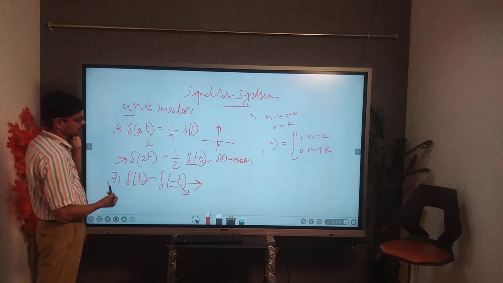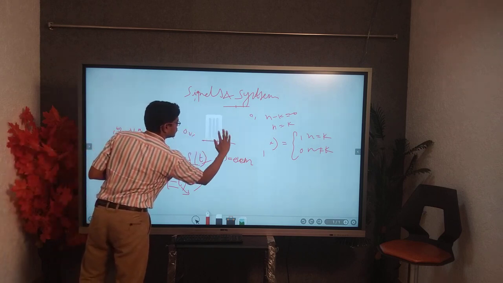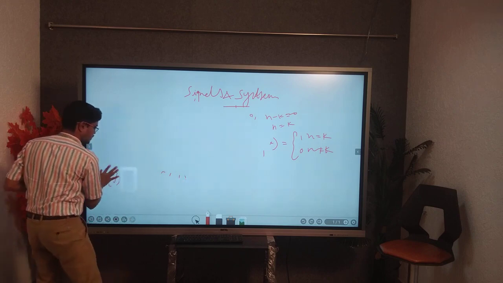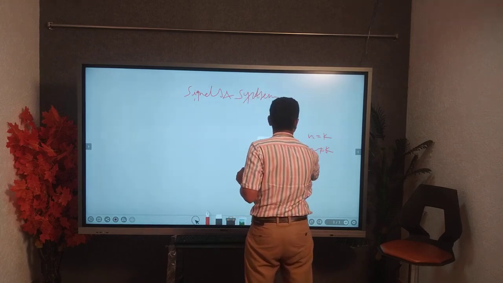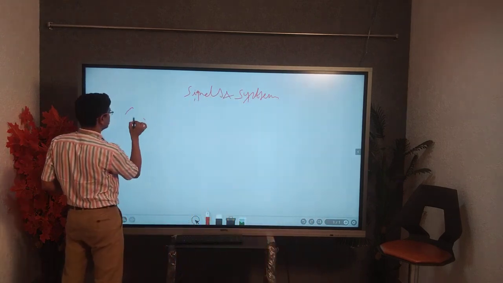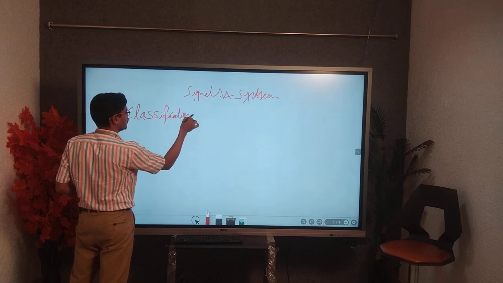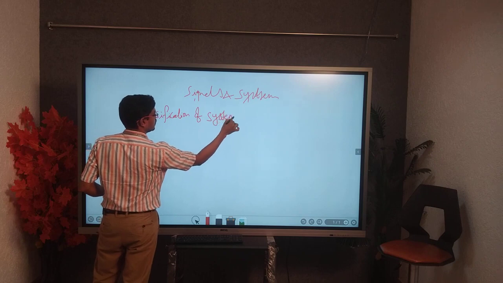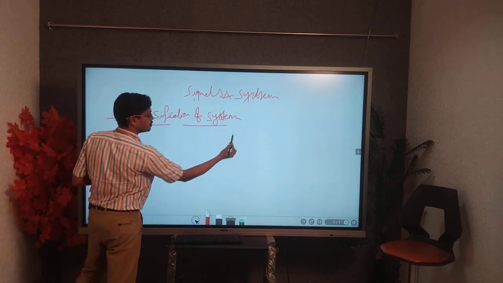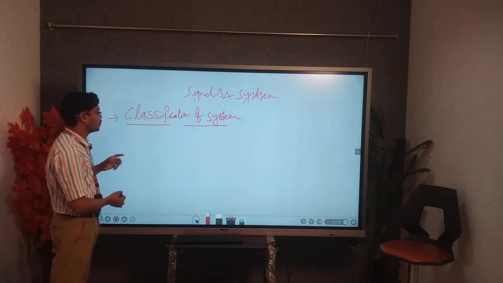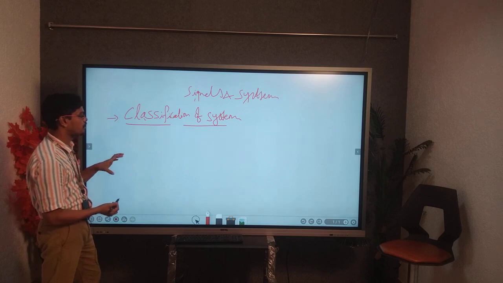And another topic, that means another question, that is classification of systems. We can explain about the classification of systems. In this topic some more systems will be discussed. Already we discussed the definition of the system. A system is a device that is intended to operate on or carry information. The input signal is given, then it transforms the signal to the output signal, then it is a system.